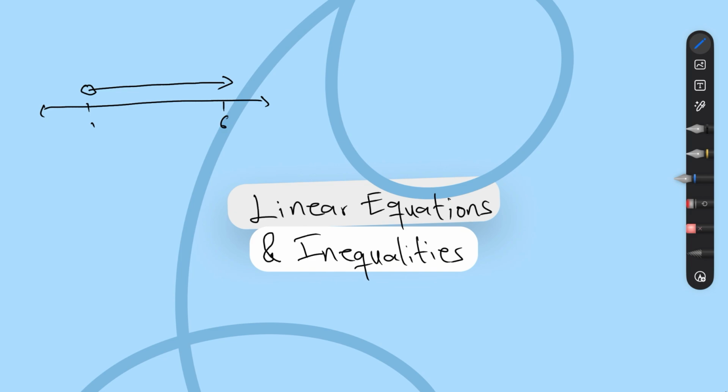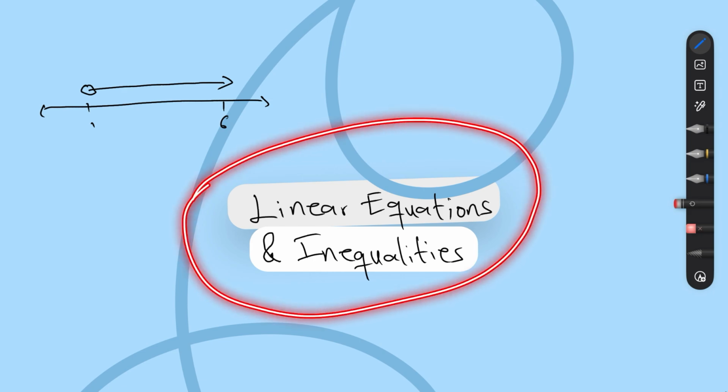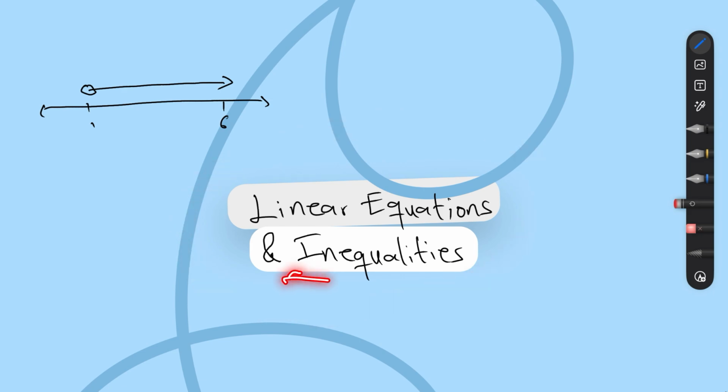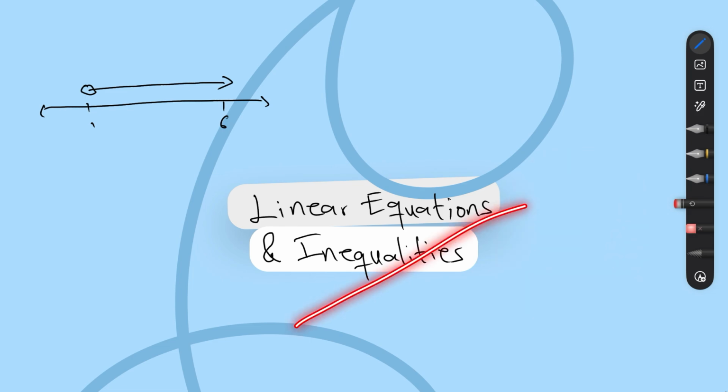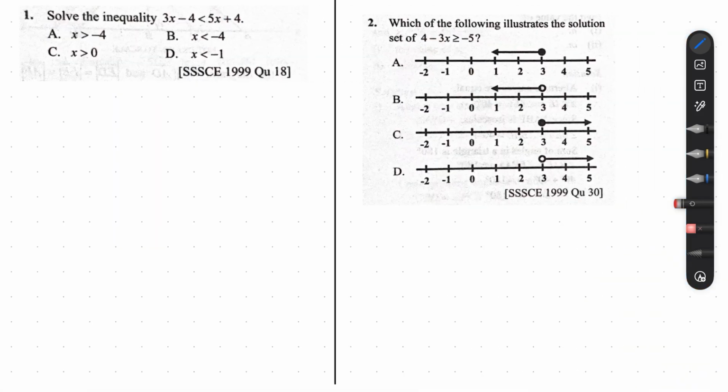In this series, we solve the questions under the topic linear equations and inequalities in the book A Plus series. So this is the book we're using. We're solving the questions. In this session, we start with question number 1. It says solve the inequality 3x minus 4 less than 5x plus 4. So let's do that.